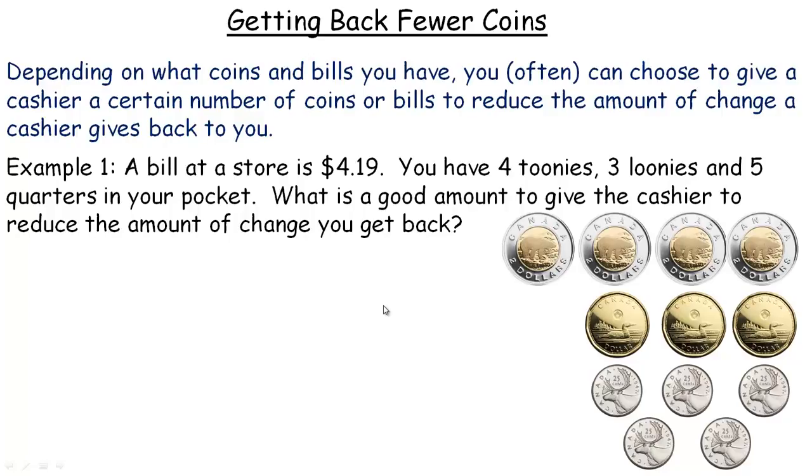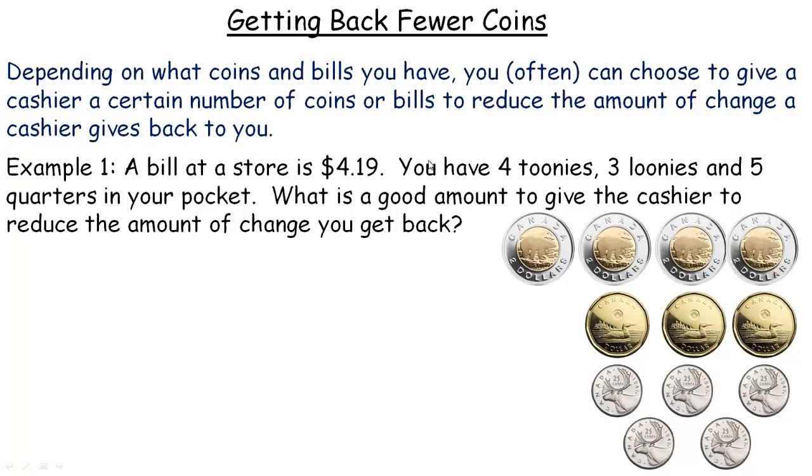This tutorial is about getting back a fewer number of coins in change, from the perspective of the customer who goes to a till with a certain number of dollars, bills and coins and wants to get back the smallest number of coins in change. Depending upon what coins and bills you have, you often can choose to give a cashier a certain number of coins or bills or a combination of them to reduce the amount of change that the cashier gives back to you.